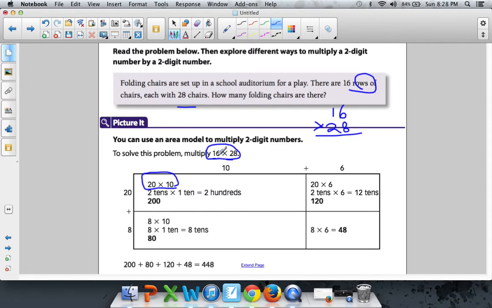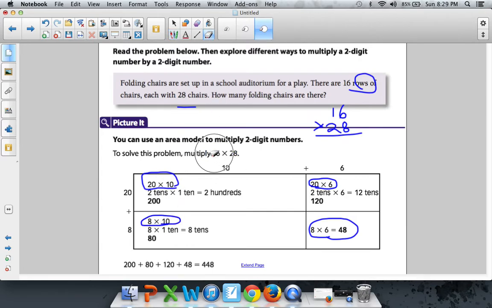See that 6 and that 8 at the end? They take that 6 and the 8 and they multiply them. But they also have to do that 20 times that 6, and then they have to do that 10 times that 8. So that's why there's 4 sections to show you all the multiplication that's happening. It's not just 16 times 28. It's like 4 different things happening all at the same time.